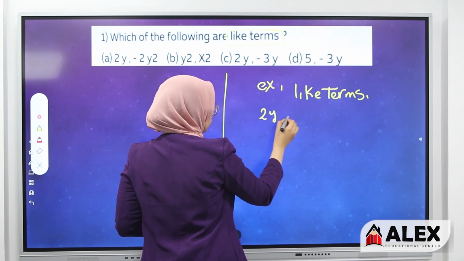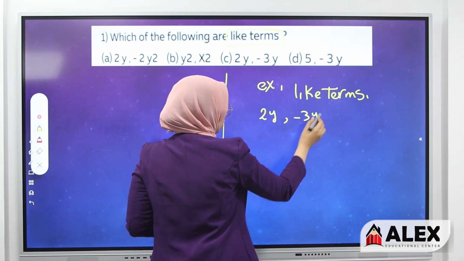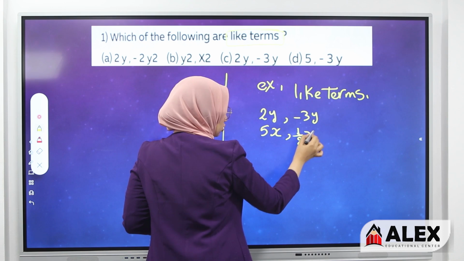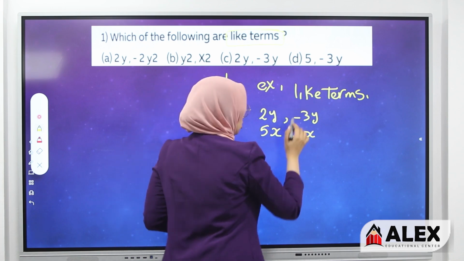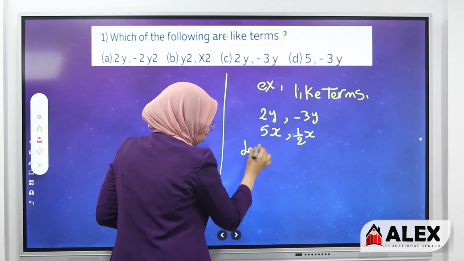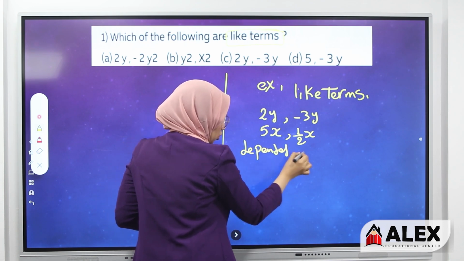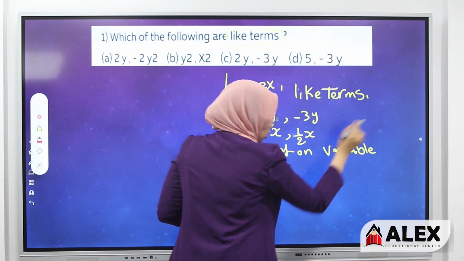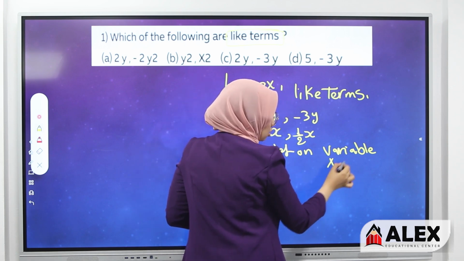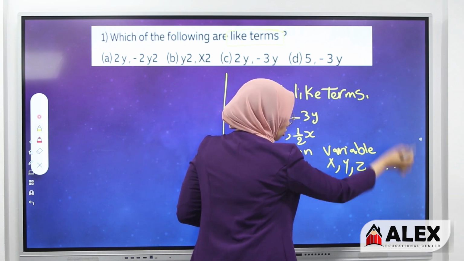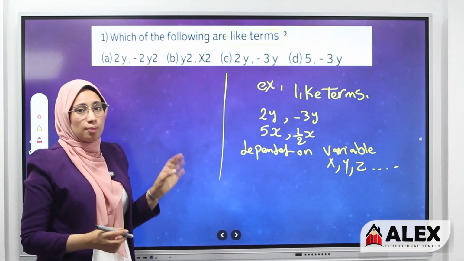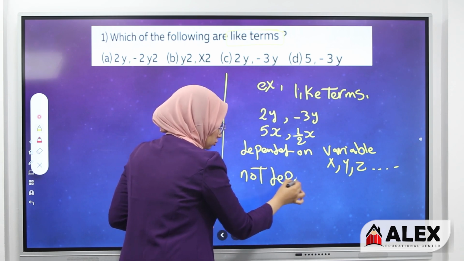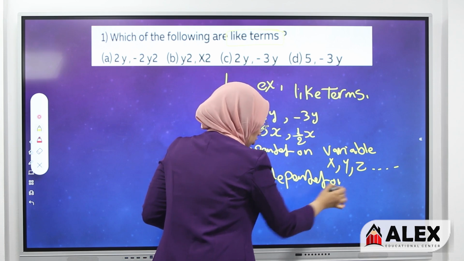2y, negative 3y, 5x, 1 over 2x. Here, like terms are dependent on what? On the variable. Variable like what? Like x, y, z. Okay? Not dependent at all on numbers. They're not dependent on numbers.